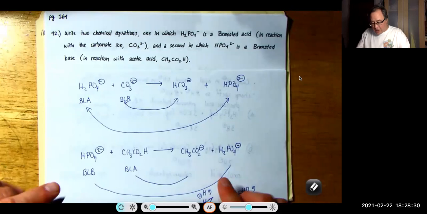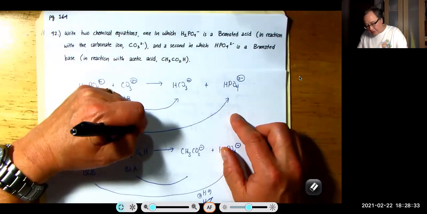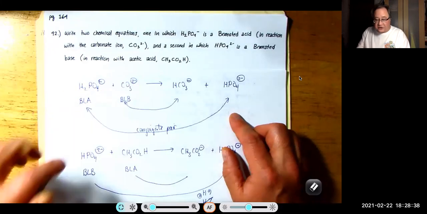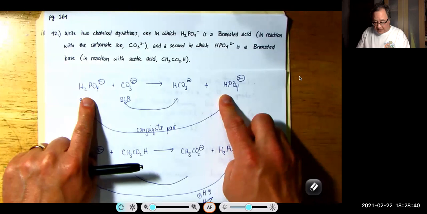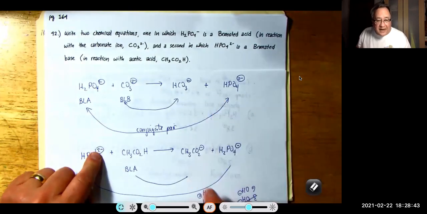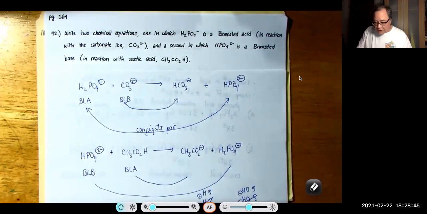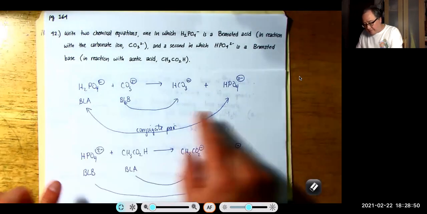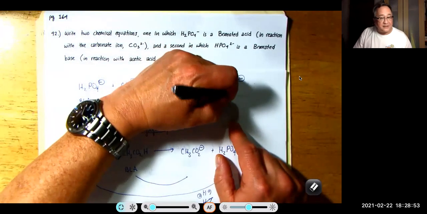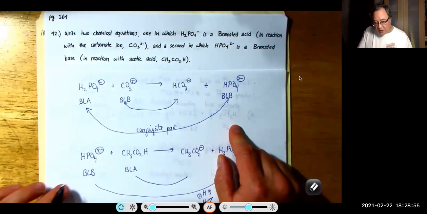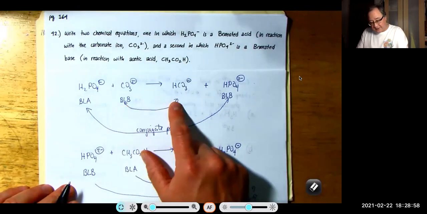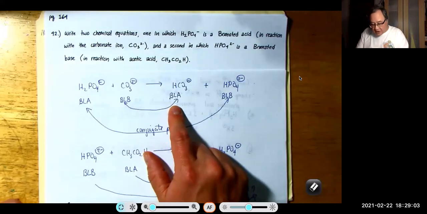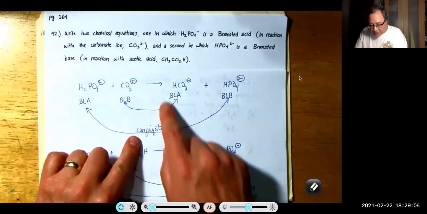So I do want to talk for a moment about these. This is called a conjugate pair. You can see that the conjugate pairs look very similar to one another. They differ by 1 H plus. For the conjugate pair, one of them is always a Bronsted-Lowry acid. The other one's a Bronsted-Lowry base. So if this is a Bronsted-Lowry base, what does that make this? That's right, a Bronsted-Lowry acid. So this is another conjugate pair. They differ by 1 hydrogen.